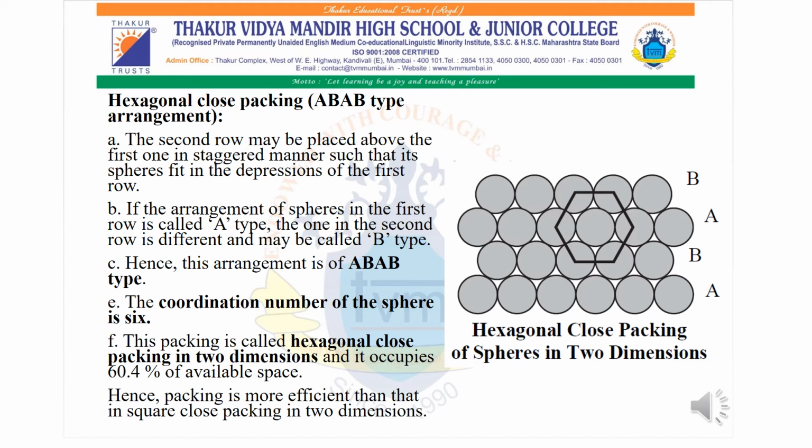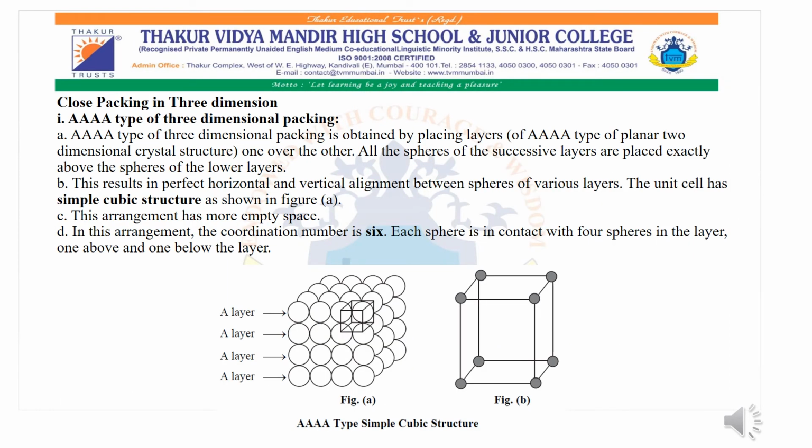Hence, packing is more efficient than that in square close packing of 2 dimension. After 2 dimension, now we move on to the 3 dimensional packings. Here again we have 3 sets, that is AAAA type, ABAB type, ABC type. So now let's start with the first one, that is AAAA type.